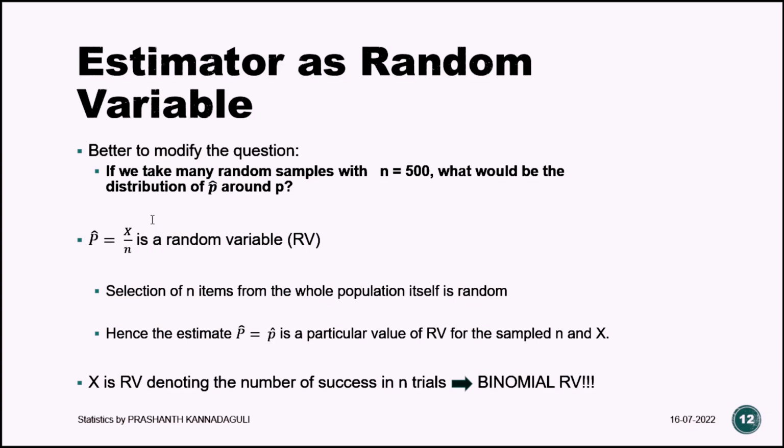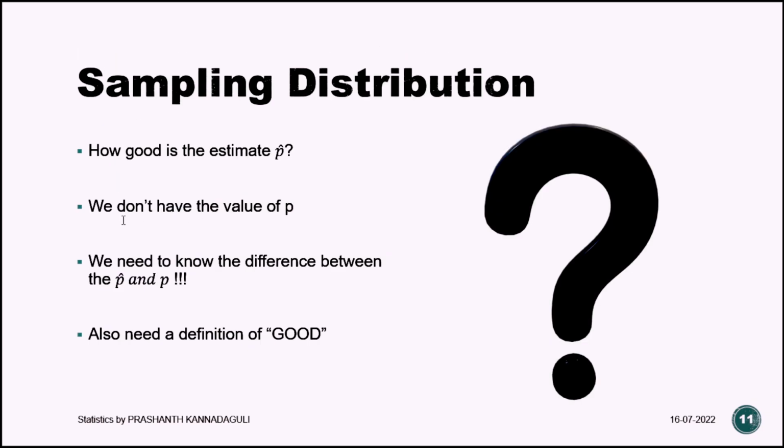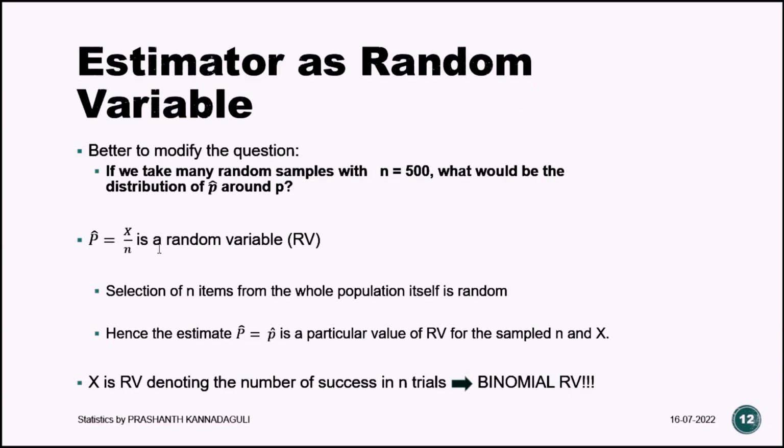So we had few questions earlier. In the previous slide, you saw that so many questions are there. Now let me try to slightly modify the question so that it makes more sense. The question is like this: if we take many random samples with n equal to 500, what would be the distribution of P cap around P? Because P is the actual value. Once you get the result, you know the P value. Let us say 0.6 is the P value. Actually, the person gets 60% of the votes. That is P, somewhere here.